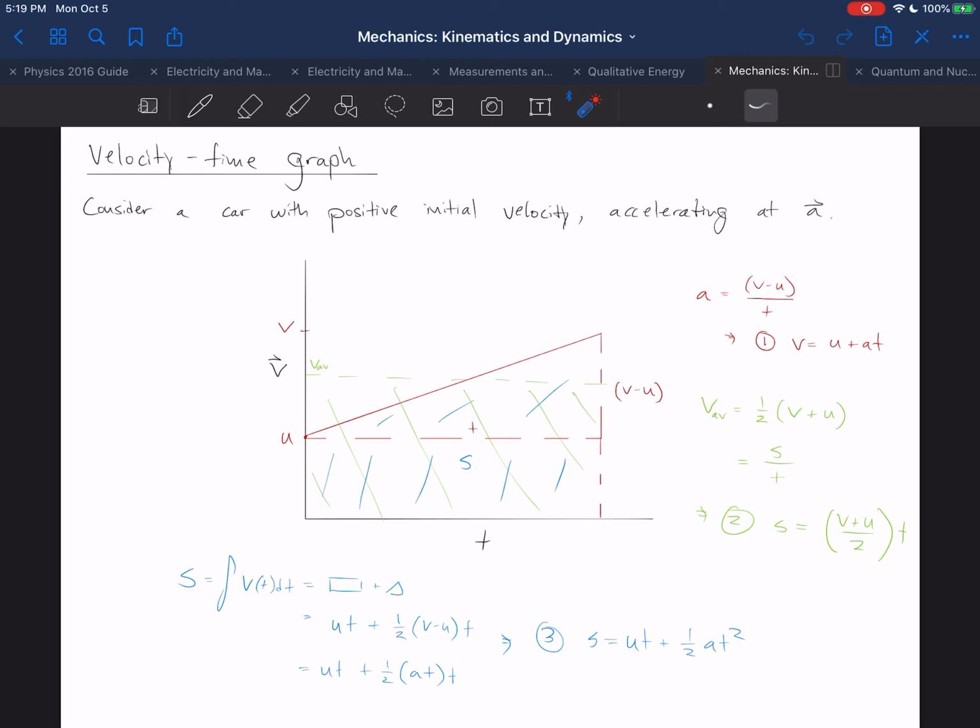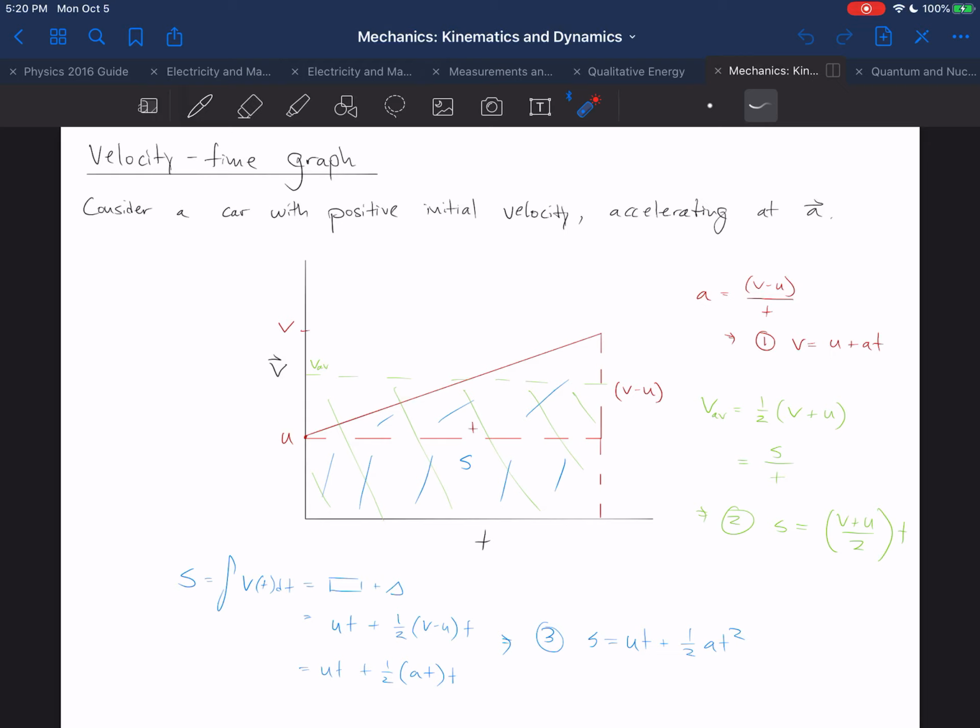And you can see why that might be confusing, as this t means the time at a particular moment, and this t means the time interval. This is partly, by the way, why I don't like this particular notation.